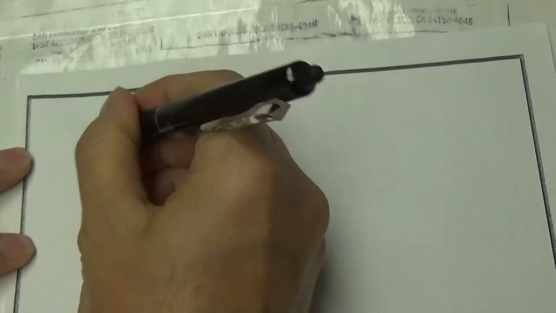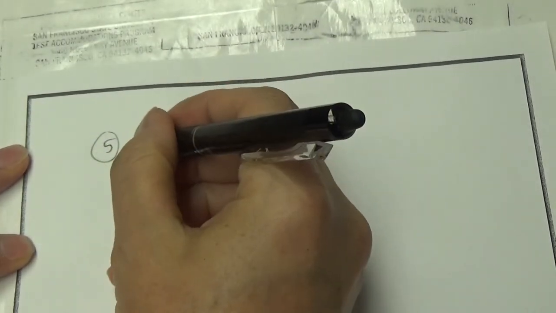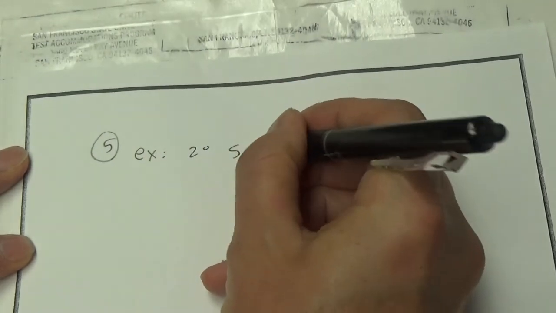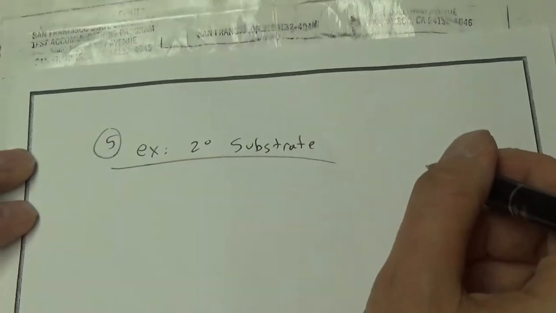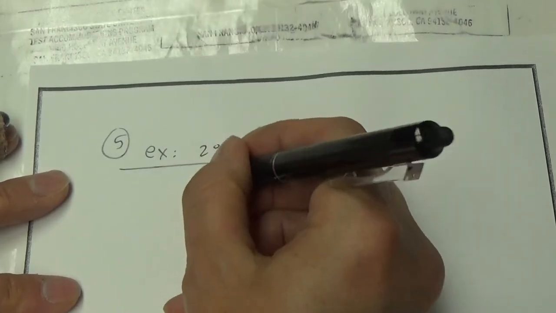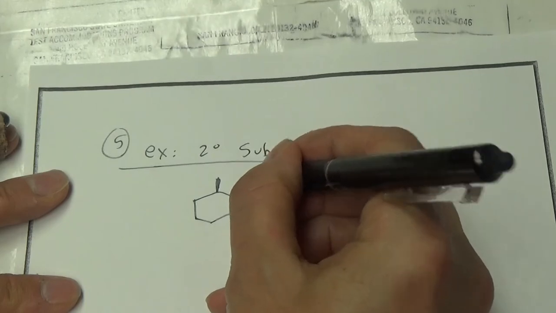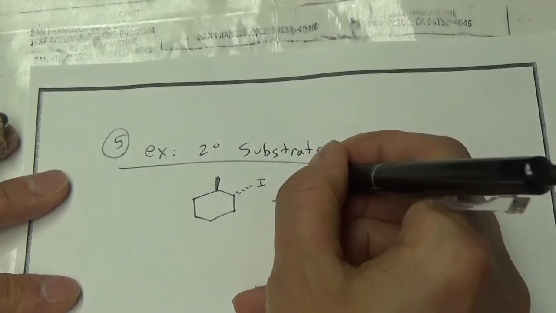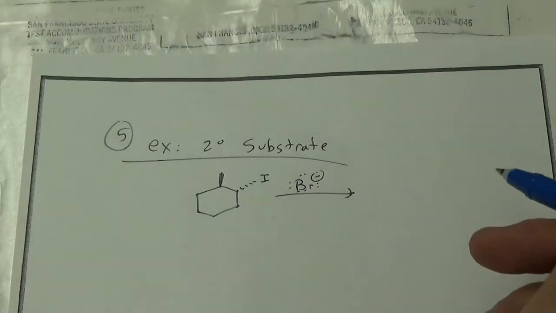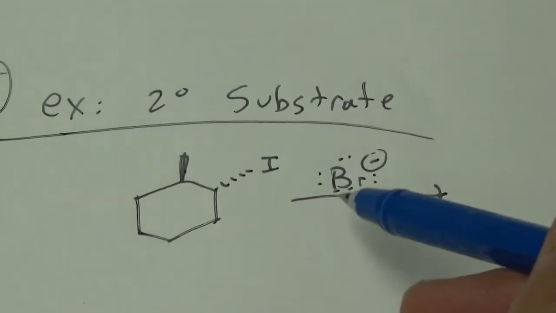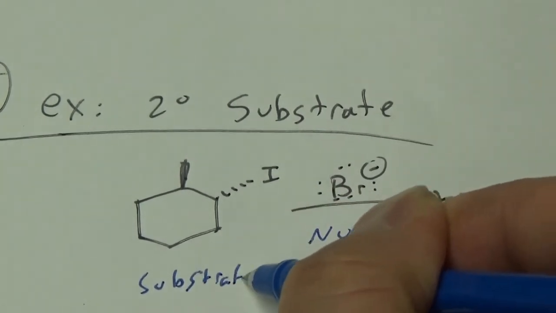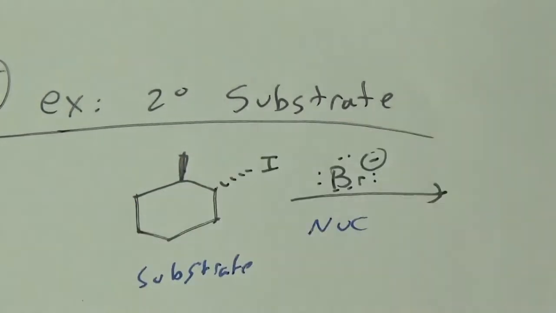Okay, so we're still on number 5, which is talking about stereochemistry, and let's just show a couple examples. Let's do a secondary substrate. We just showed a secondary substrate, 2-bromobutane, right? Let's just do another one. If I have iodide and I react it with Br minus, the Br minus is the nucleophile, this is the substrate. Whether I put it over on the arrow or on the left, that's all irrelevant.